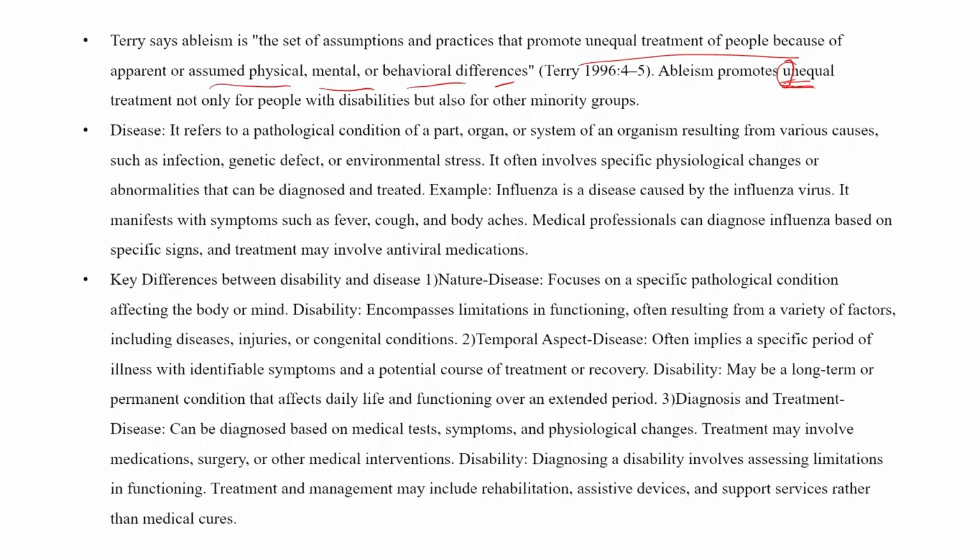Looking at the next slide, where you see disease, what does it talk about? It refers to a pathological condition of a part, organ or system of an organism resulting from various causes such as infection, genetic defect or environmental stress. It often involves specific physiological changes or abnormalities that can be diagnosed and treated. An example is influenza, a disease caused by the influenza virus. It manifests with symptoms such as fever, cough and body aches. Medical professionals can diagnose influenza based on specific signs, and treatment may involve antiviral medications, right.